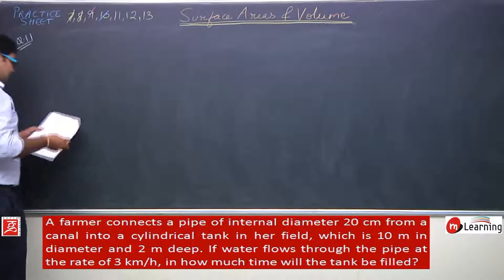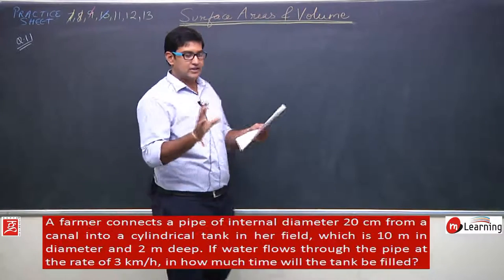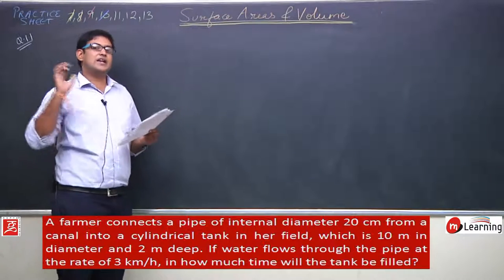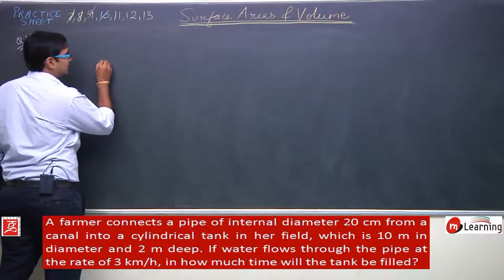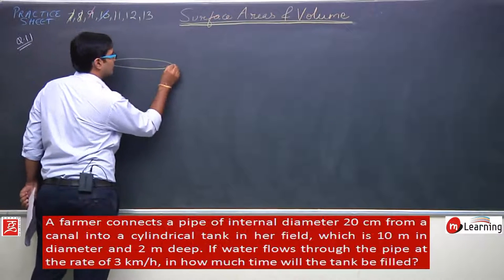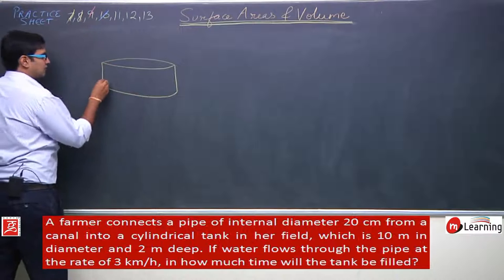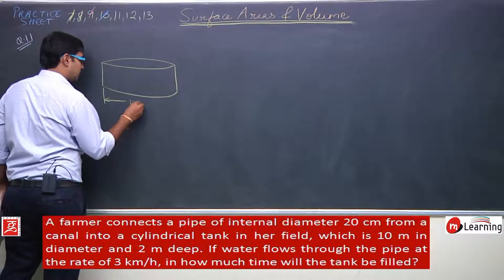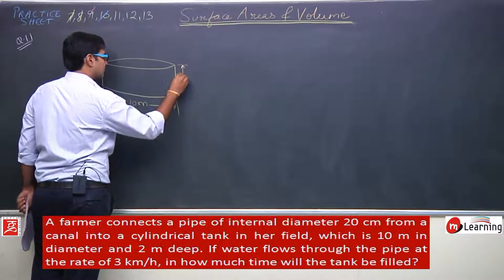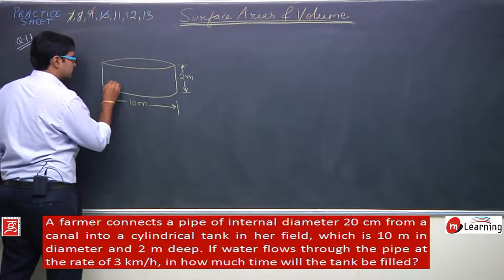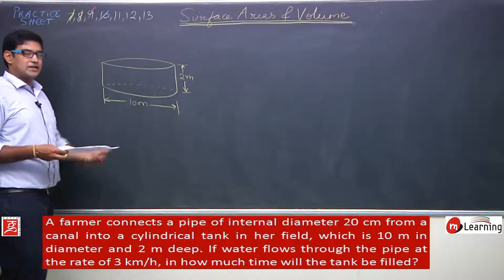It says that there is a farmer who connects a pipe from some canal to his field. There is a tank in his field which is cylindrical in shape, and he connects the pipe from the canal to the tank in his field. The diameter of this cylindrical tank is 10 meters. Okay, that is, the radius is 5 meters. The height of this cylindrical tank is 2 meters, and the diameter is 10 meters.